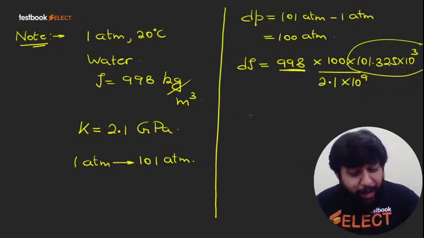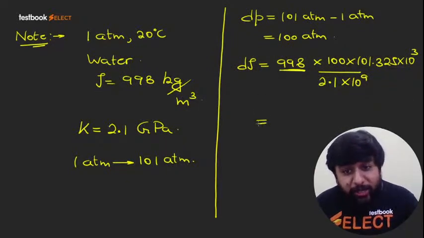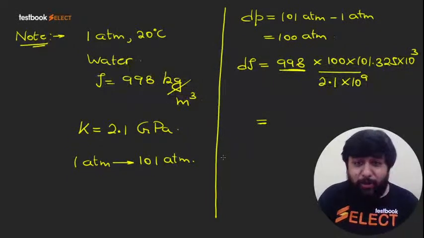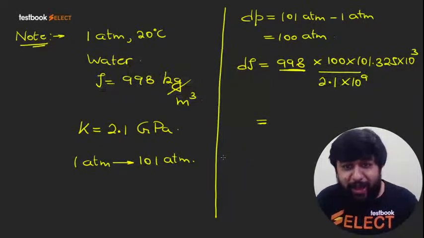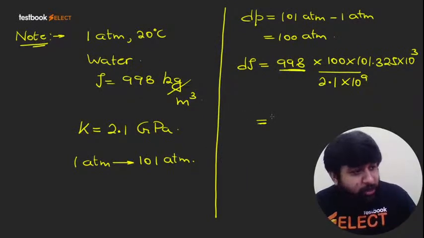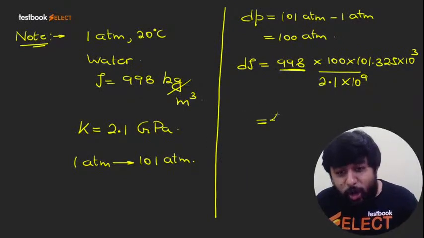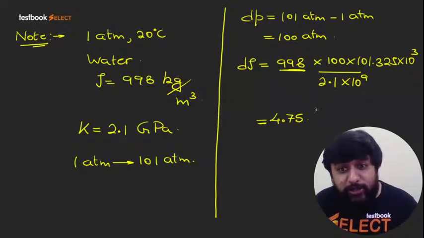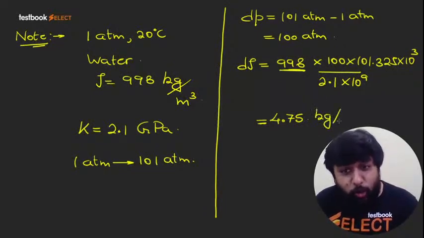Okay. Now calculate for me how much is the change in density. Who will find out how much the change in density is? Let me also calculate. Sachin is giving us some value, so let me take the value of Sachin, because it is almost correct. So change in density is 4.75 kg per meter cube.